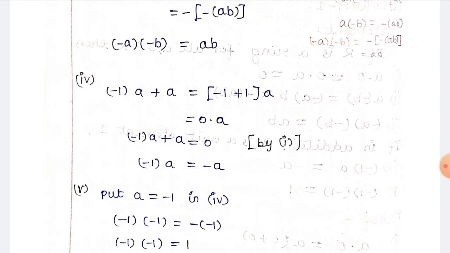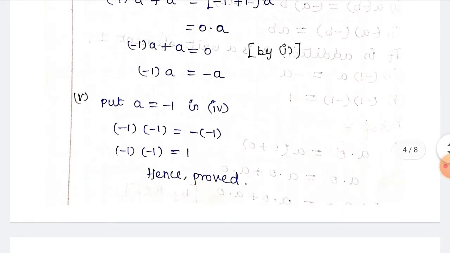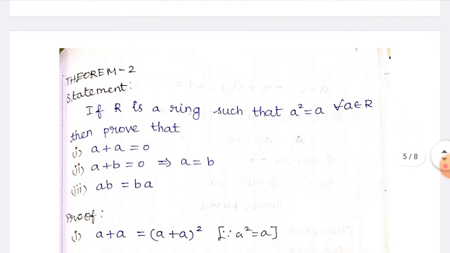In the next fifth one, you have to substitute a value, which will be minus 1. So in 4, you have to substitute a is minus 1, means minus 1 into minus 1 is equal to minus of minus 1. So minus 1 into minus 1 is equal to plus 1. Hence proved. So this is a very important 2-mark question.